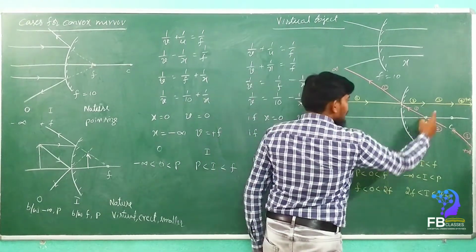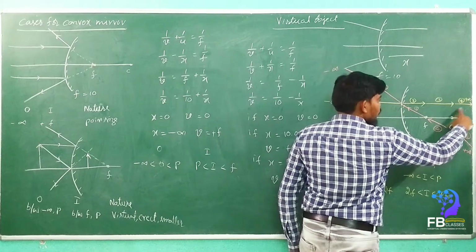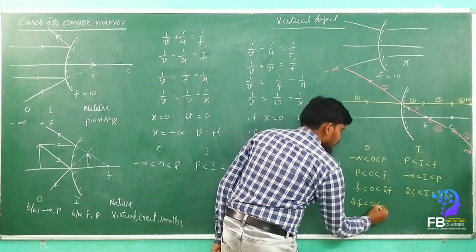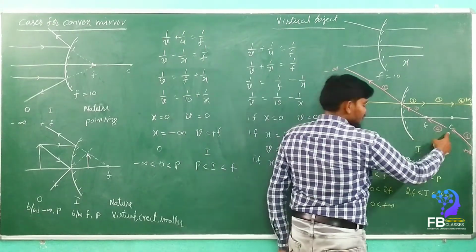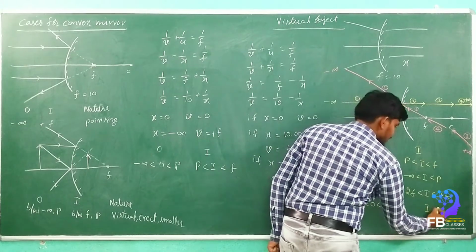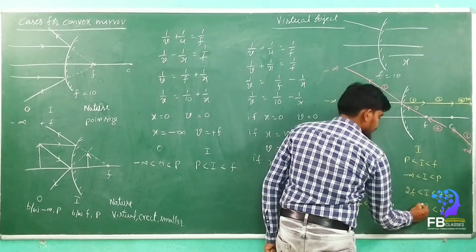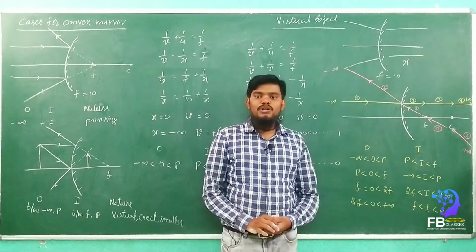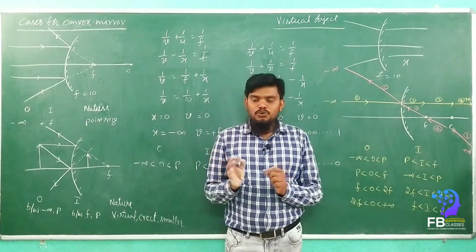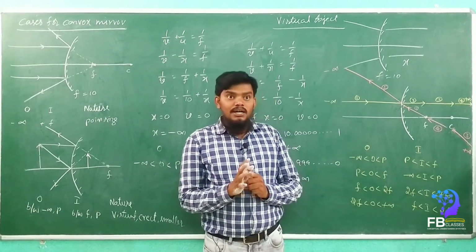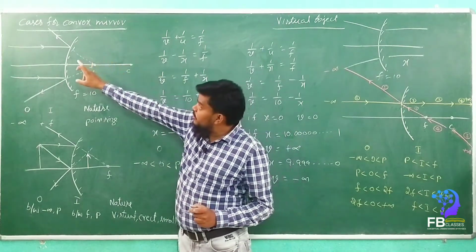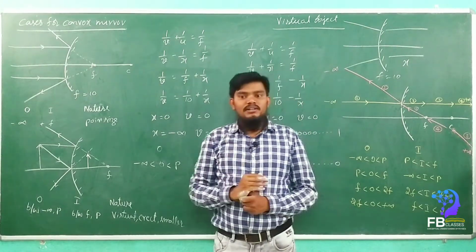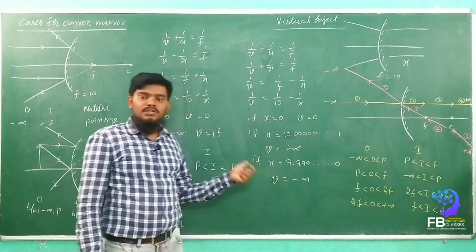In the same manner, when the object is moved from C to infinity, that means I can write 2F to plus infinity, then the image will move from C to F, yes or no? Yes, sir. 2F to where it comes, it is F. This is the total conceptual understanding of the virtual images formation. Are you getting my point? This is a completely conceptual understanding of cases for the convex mirror. Got it? Can you please make a note of it? Then we can go further.